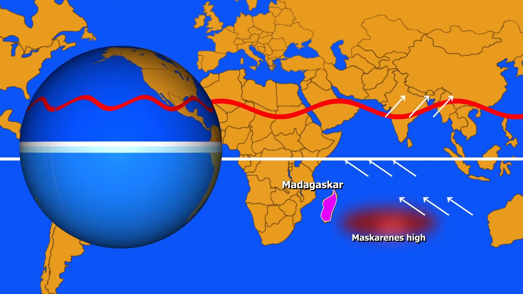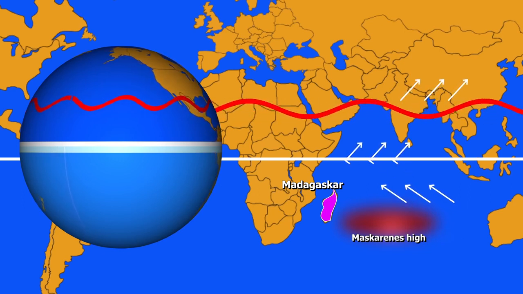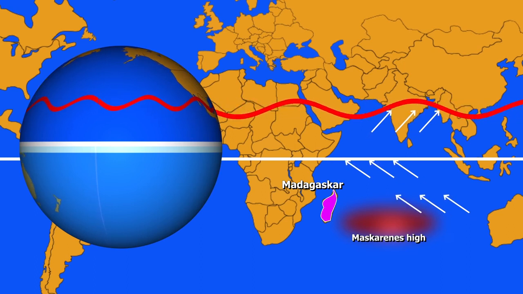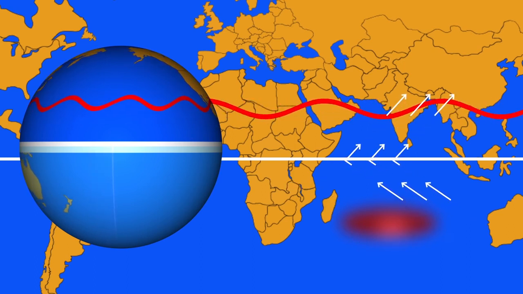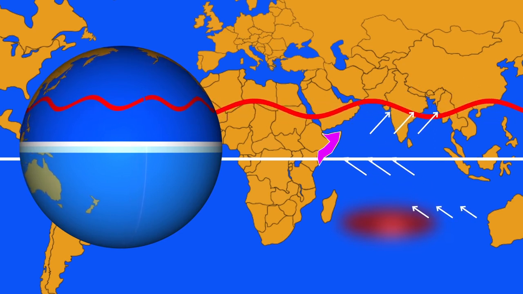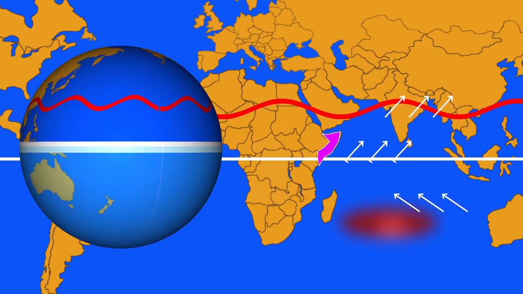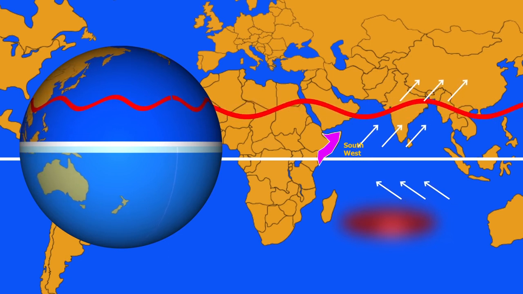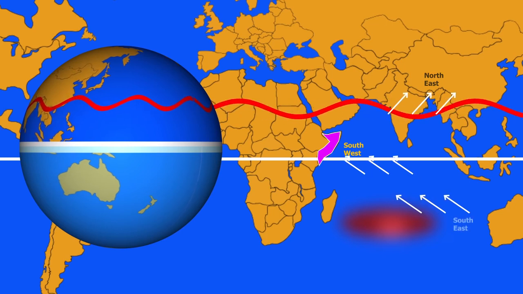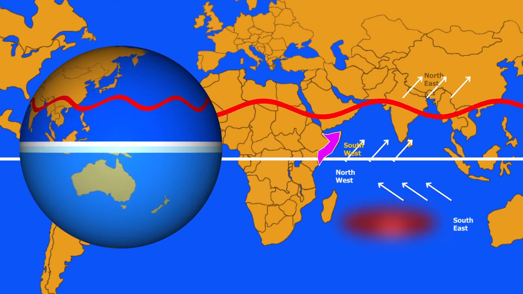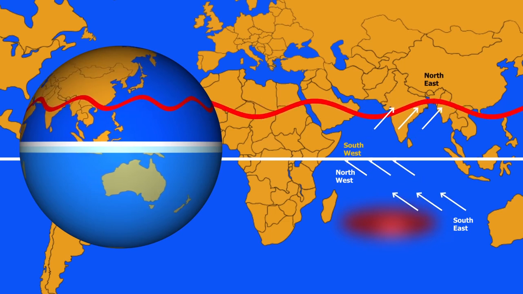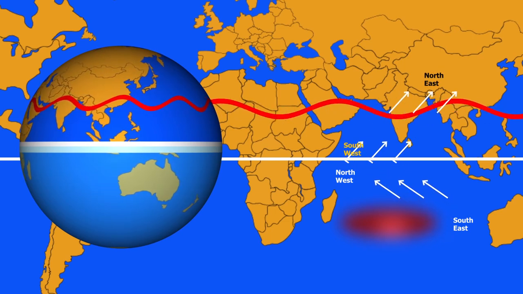Winds from the Mascarene High head in a northwesterly direction towards the east coast of Africa. Here, the topography of Somalia deflects the wind towards the east. The winds now start moving from southwest to northeast. So, initially, the winds were blowing from southeast to northwest in the southern hemisphere. Now, the wind starts blowing from southwest to northeast in the northern hemisphere.